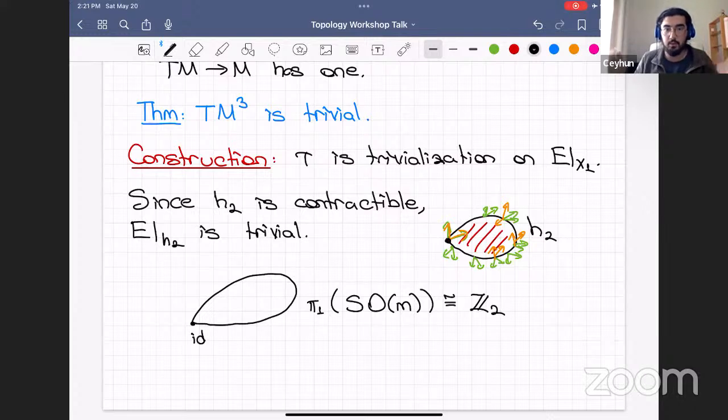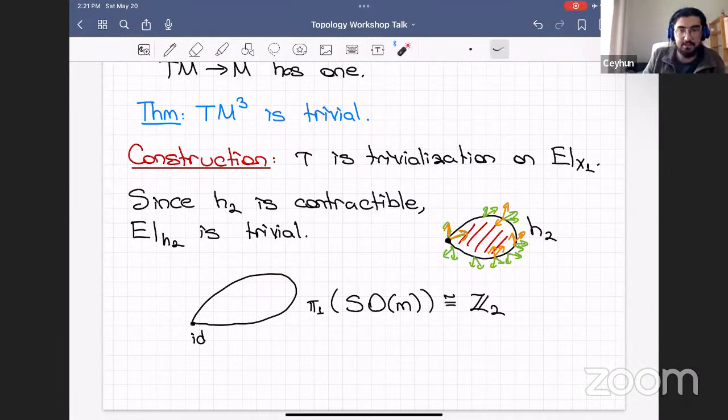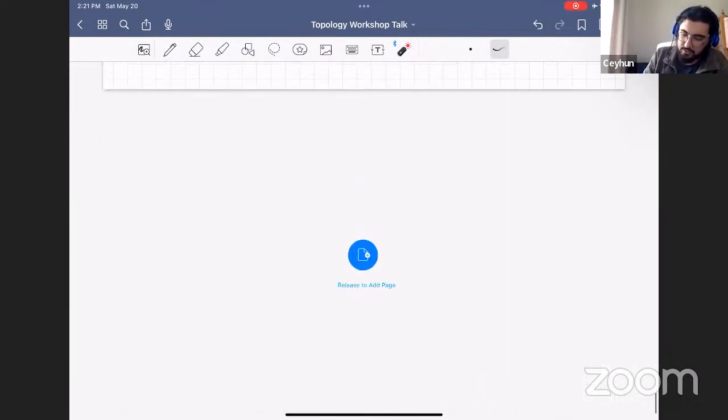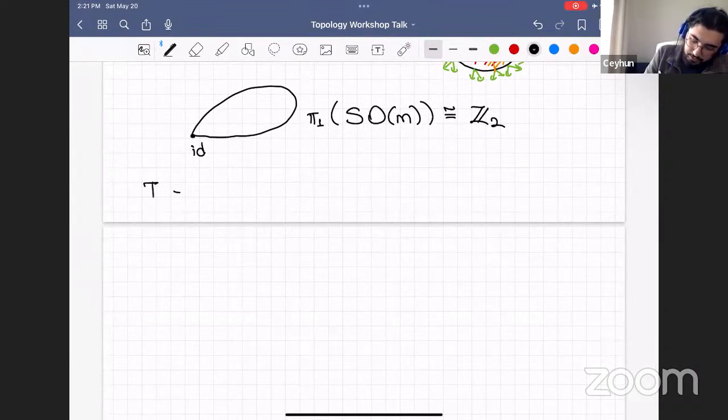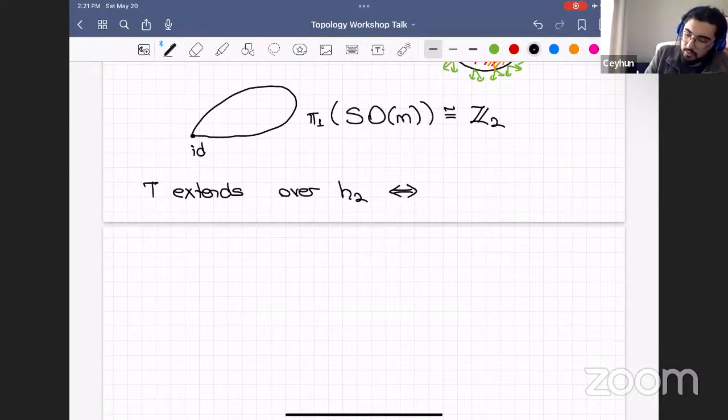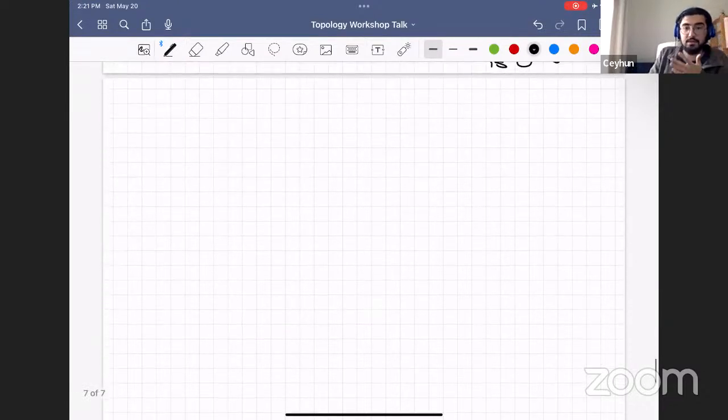But if we want this tau to extend to this 2 cell, we need this value to be 0. If that's not the case, then we can't just pull this to the identity and make sure that tau extends. So we have the statement that tau extends over H2 if and only if the corresponding element is 0 in Z2. Okay, here's a nice thing.